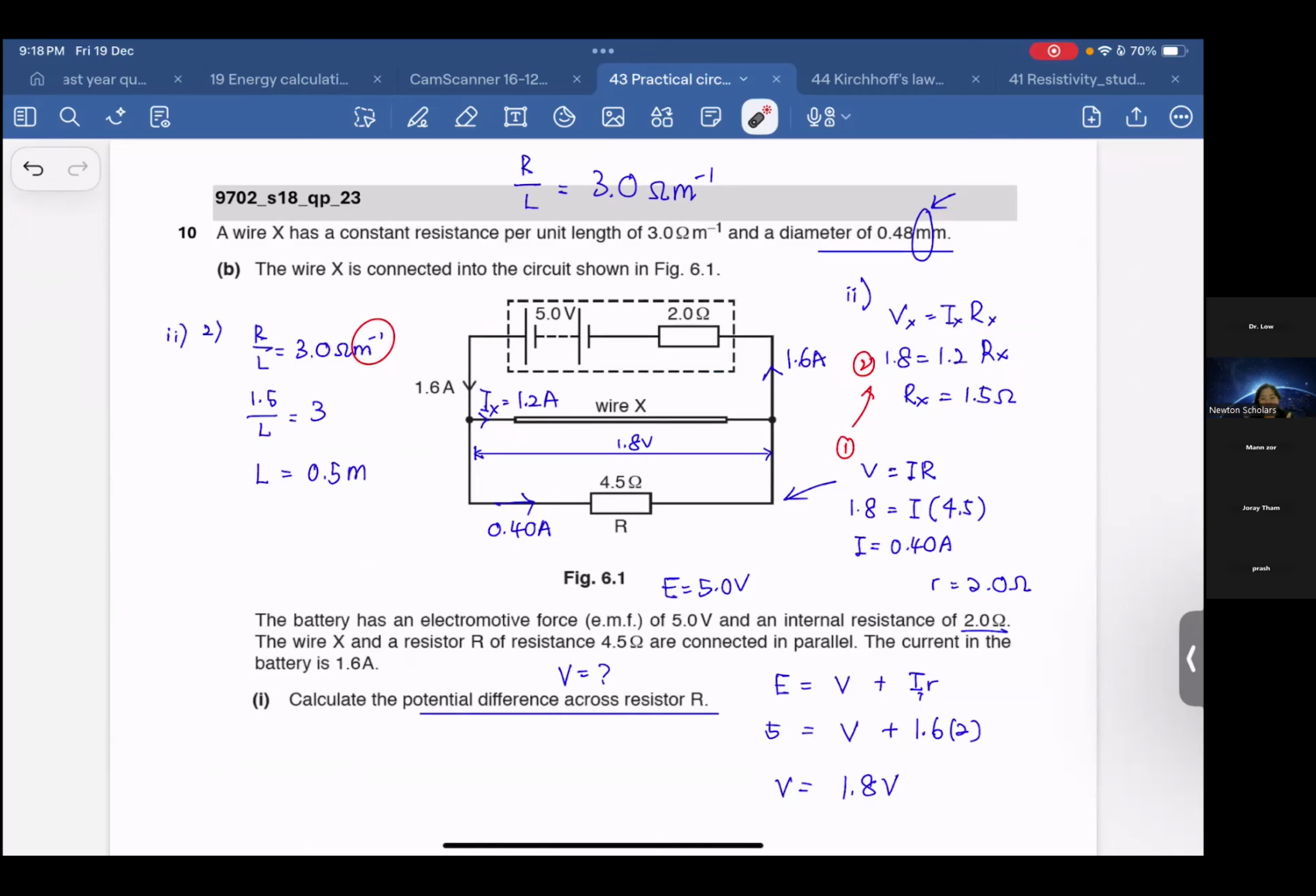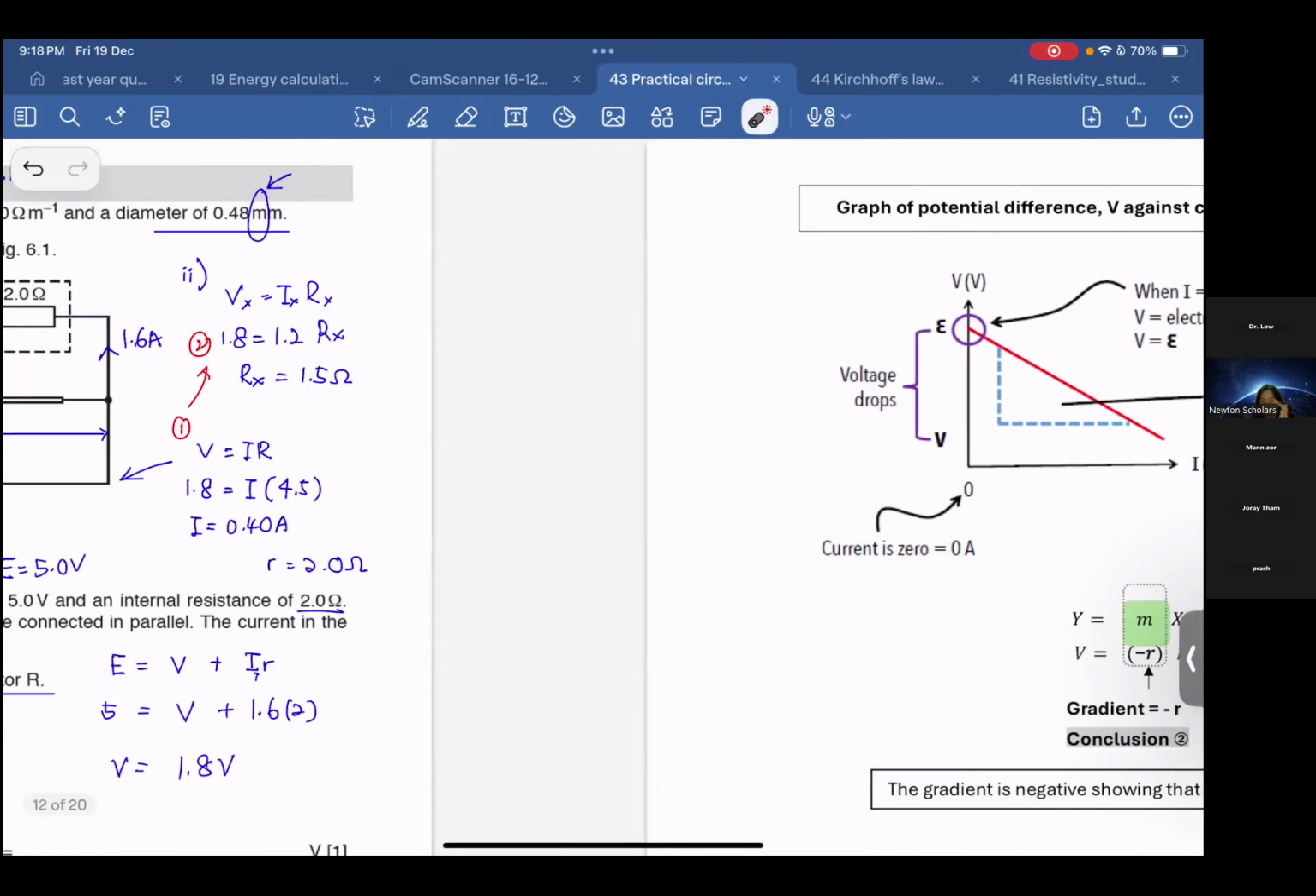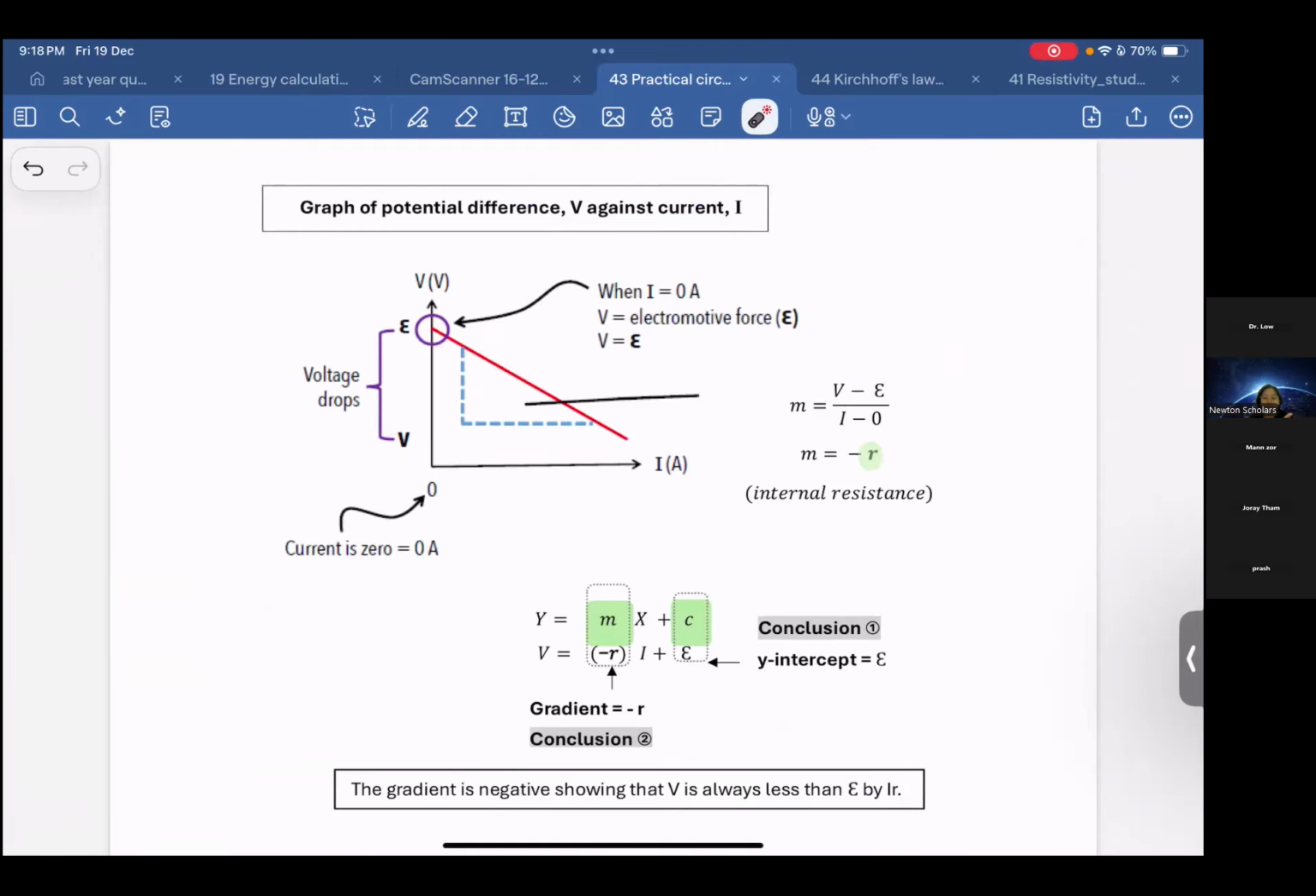Okay, we are going to proceed to the next page. Okay, related with the graph. If they plot the graph, they do the experiment, they plot the graph. This is the graph that we get.